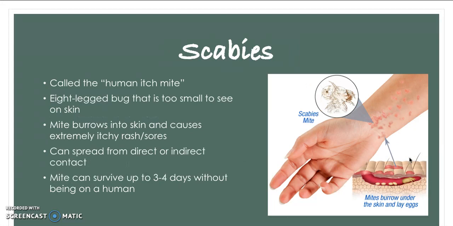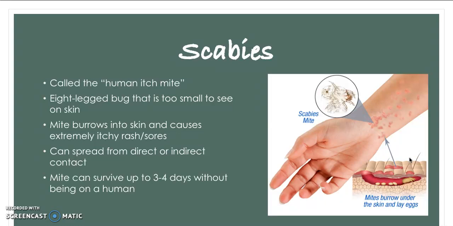So now we have scabies. This is a little bit more in depth, I guess you could say, because it's a little bit more creepy crawly. They're called the human itch mite. That's another name for it. They're an 8-legged bug, and it's very, very small. So you won't really see them on the skin, especially if they have not gotten a lot of blood yet. They burrow into the skin, and then it causes extreme itching, and even itching so much as getting sores from it. It can spread from direct contact or indirect contact.